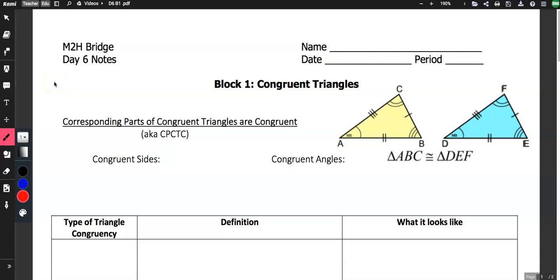All right. Hi guys. Today we're on day 6, block 1. We're getting into one of the biggest topics of this geometry section for this course. We're looking at congruent triangles. So we're really going to be taking everything we've done so far and putting it together to show that two entire triangles are congruent. So let's talk about what that means first.